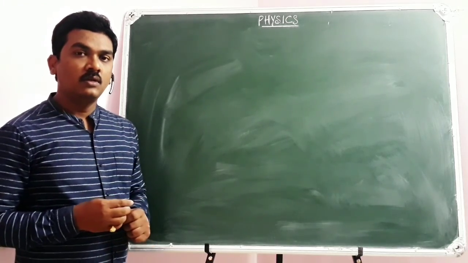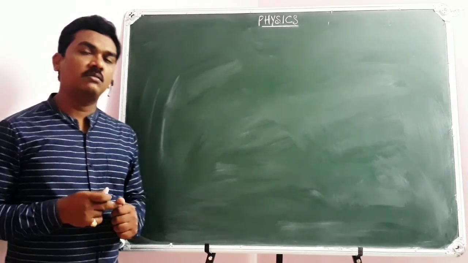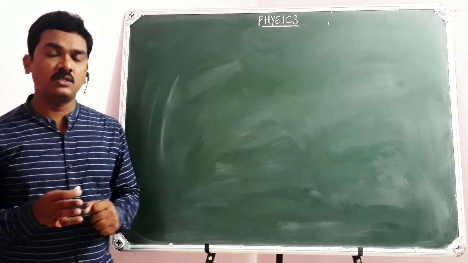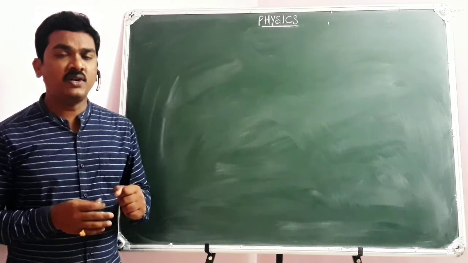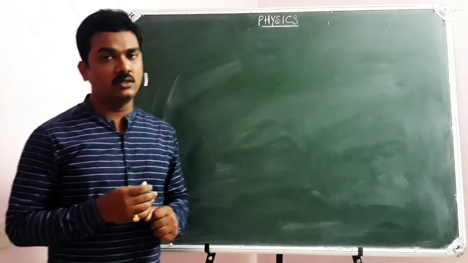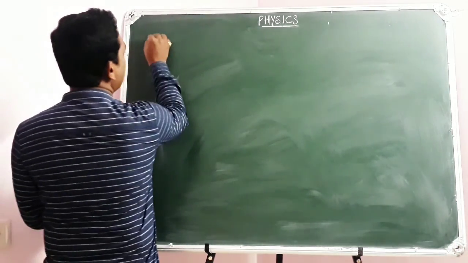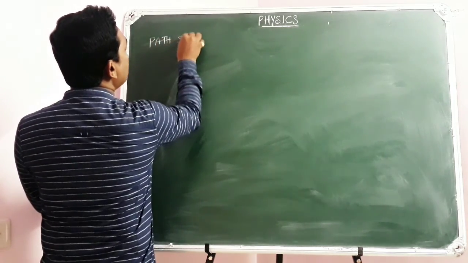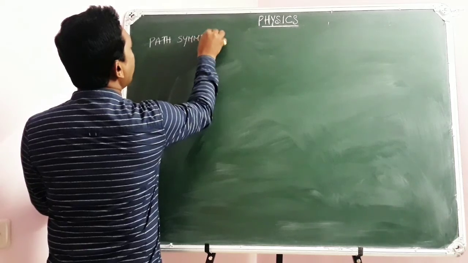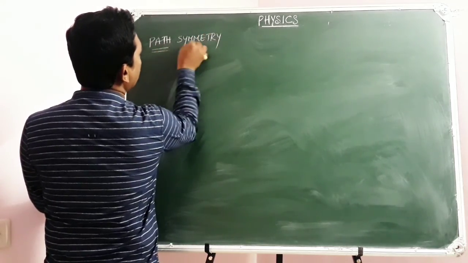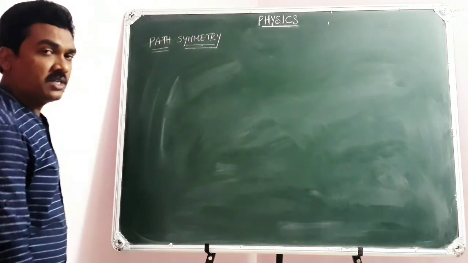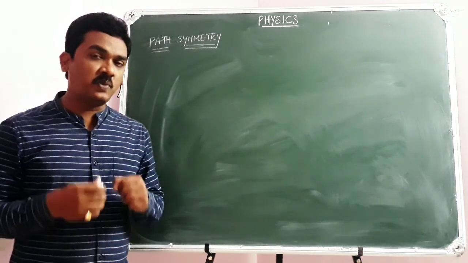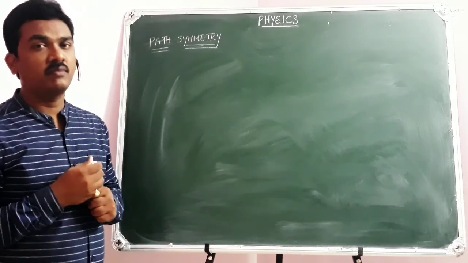Here we have discussed in the earlier classes, apart from the reduction method of identifying the resistors which are in series and in parallel, we have different techniques of finding equivalent resistance. Among them, one of the techniques is path symmetry, which helps us to identify the equivalent resistance of the given circuit. The concept is path symmetry. So what is path symmetry? How can we explain the concept of path symmetry?